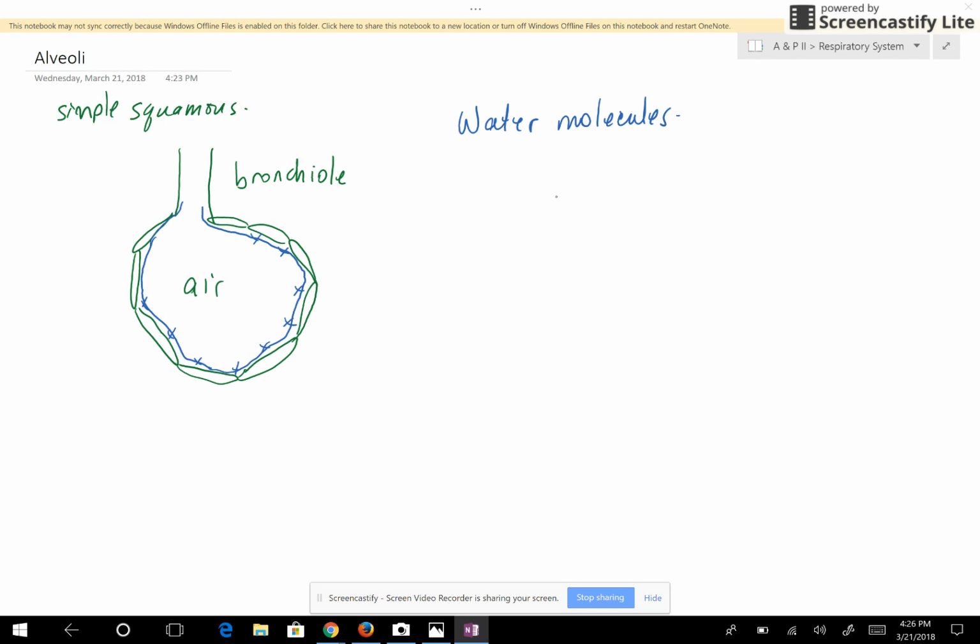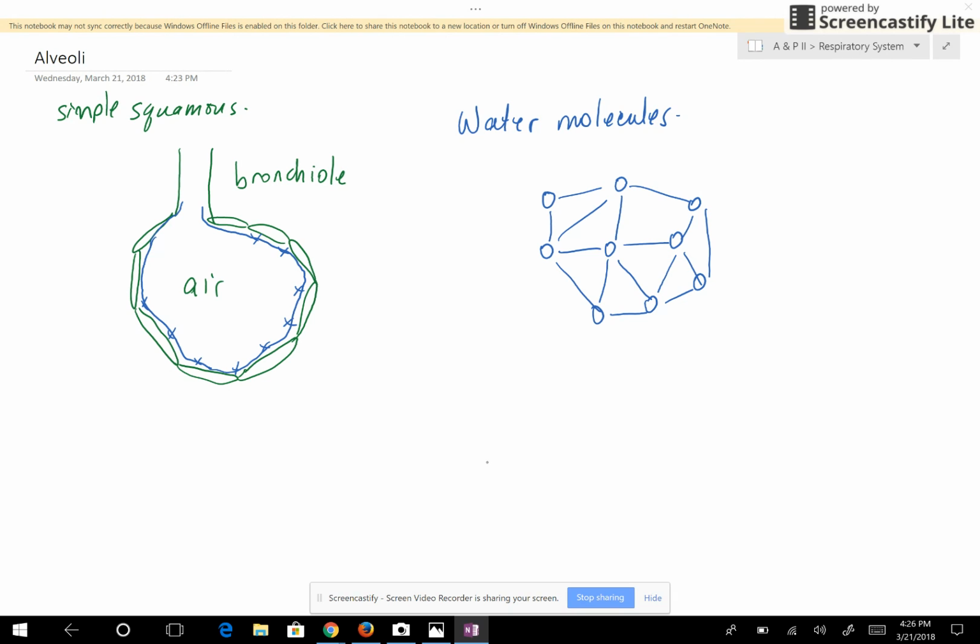Water molecules love other water molecules. So let's say that we have water molecules here in our drawing. Well, water molecules are held together by bonds. These are hydrogen bonds holding your water molecules together. Water molecules want to be around other water molecules.